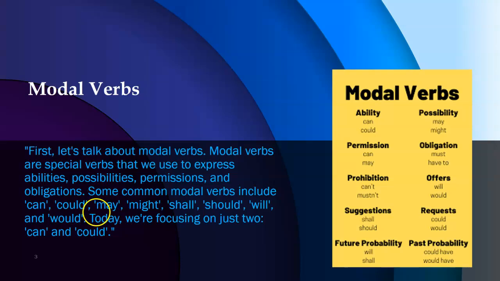See, first let's talk about modal verbs. What is that? Modal verbs are special verbs that we use to express abilities, possibilities, permission, and obligation. Some common modal verbs include can, could, may, might, shall, will, and would. So basically, these words are used to show ability, permission, whenever we have to take some permission, some possibilities or obligations. There are some examples like for ability we use these modal verbs, possibilities, then permission, obligations, prohibitions, offer, suggestion, request, future probability and past probability.